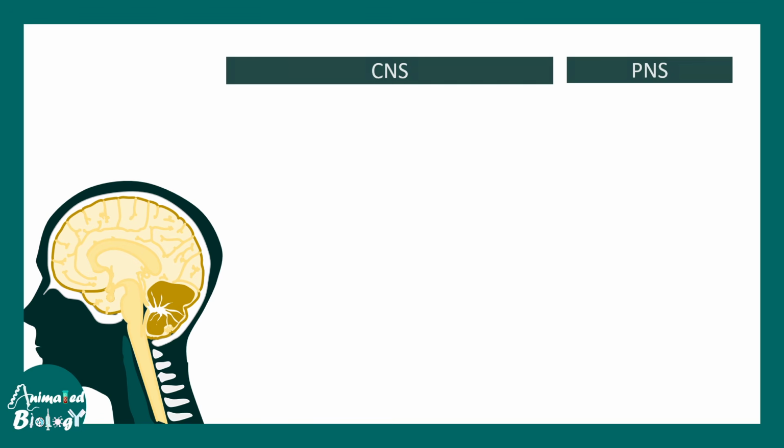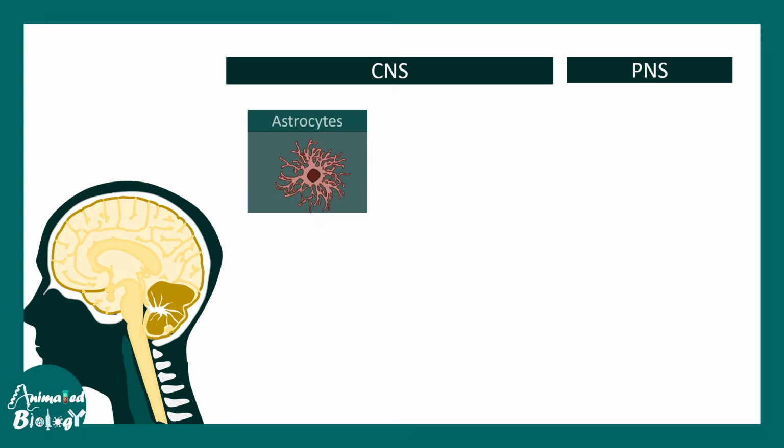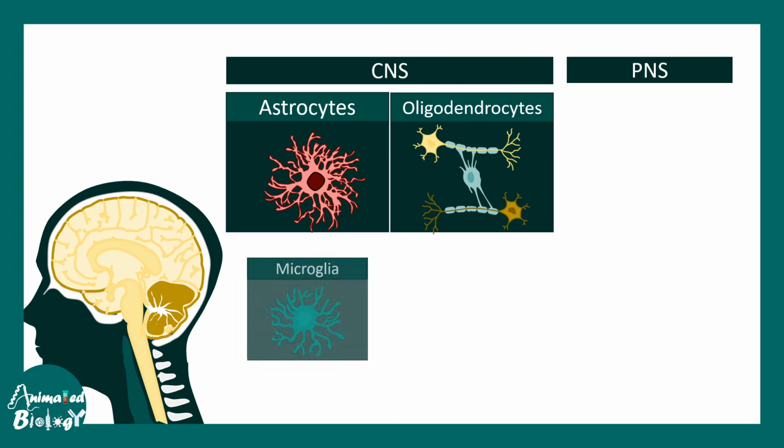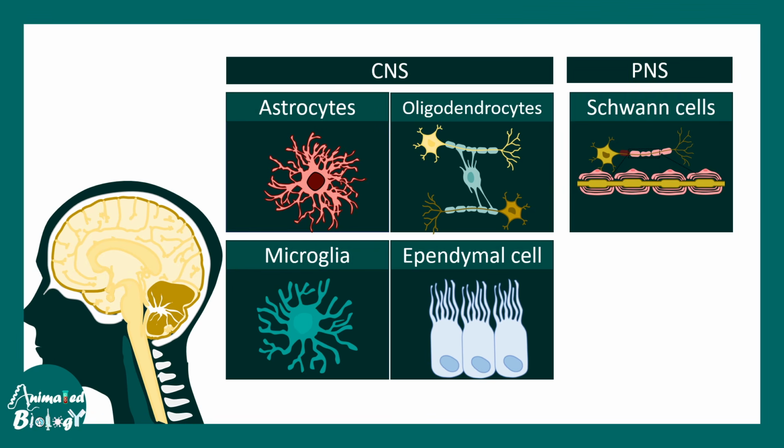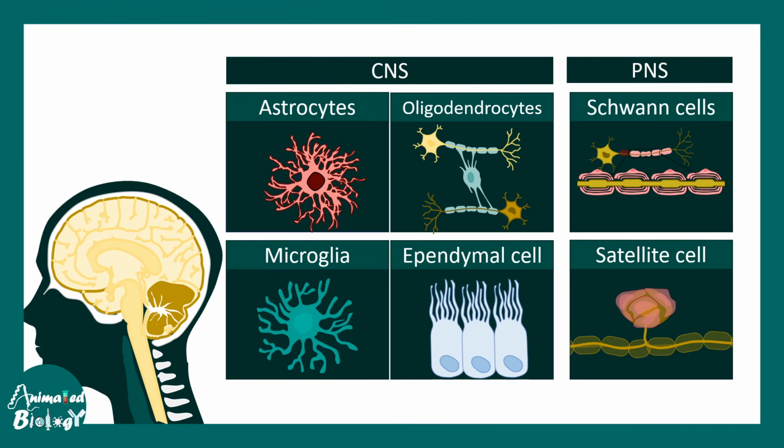So glial cells can be found in both CNS or PNS. So in CNS, astrocytes, oligodendrocytes, microglia, and ependymal cells are the key glial cell types. In the peripheral nervous system, Schwann cells and satellite cells are the key glial cell types.